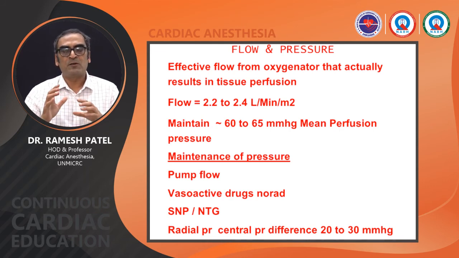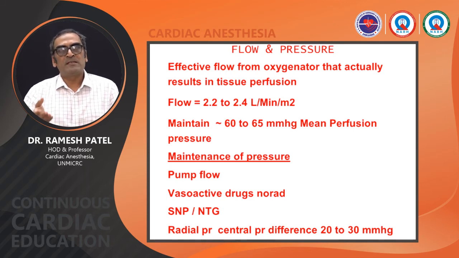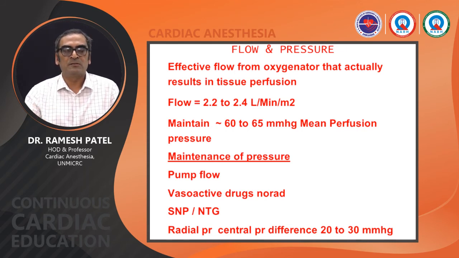And to maintain pressure of pump flow, if needed, then we can use vasoactive drugs, or we can use SNP or NTG according to the patient's need and peripheral vascular resistance. There is some difference of pressure in the radial as well as femoral artery of about 20 to 30 millimeters of mercury.